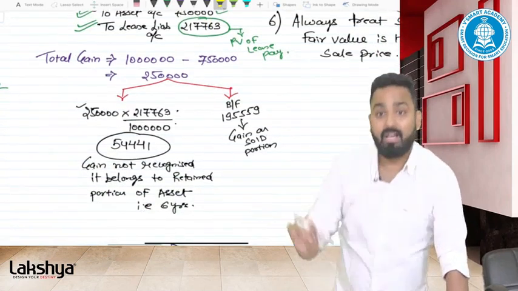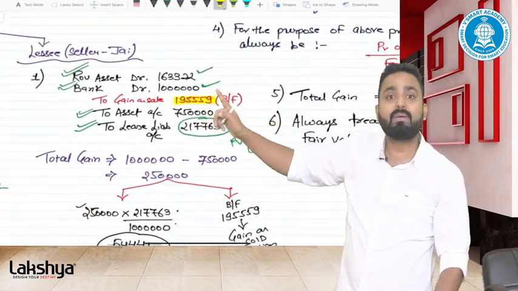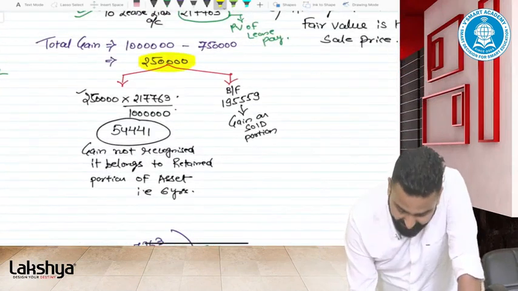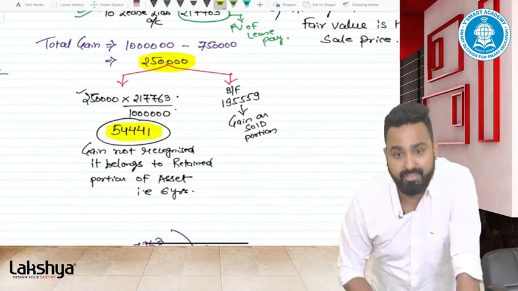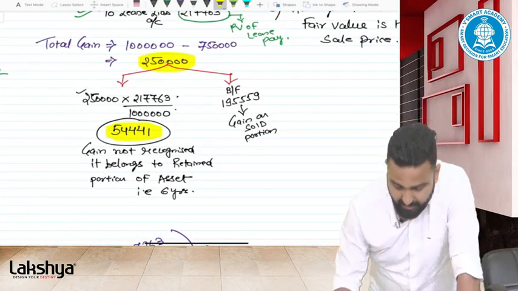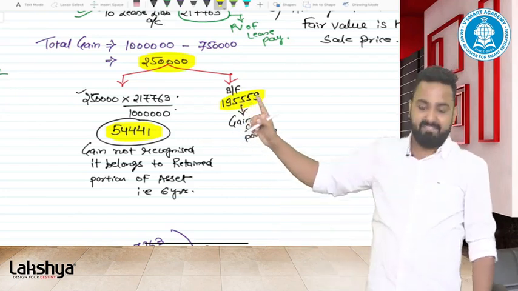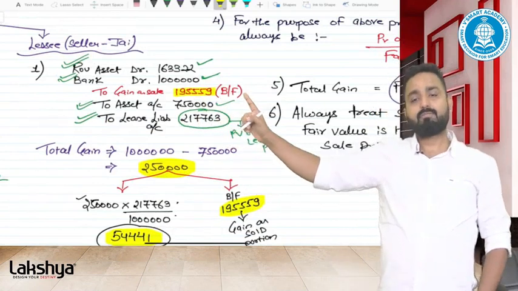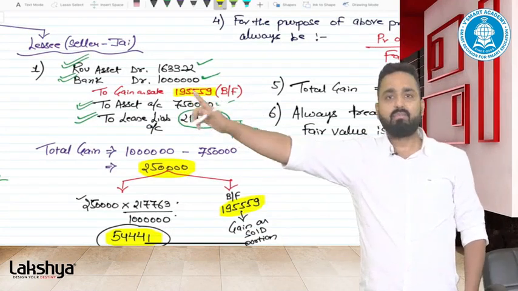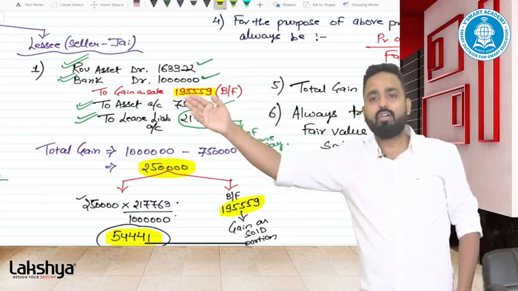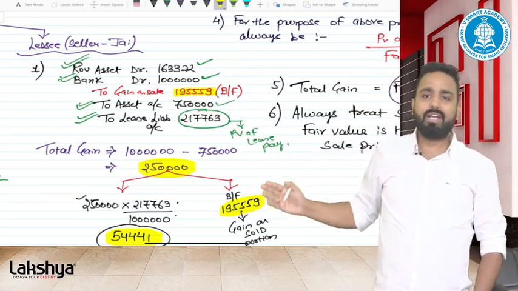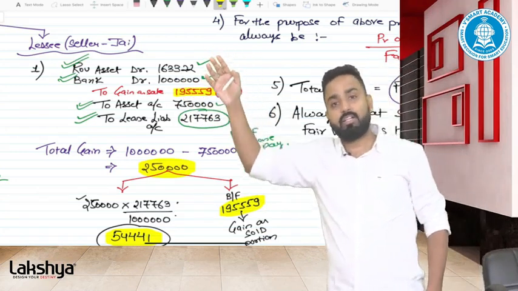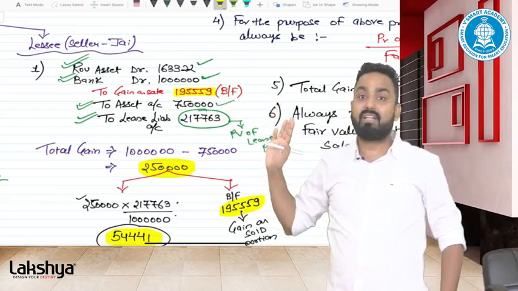195,559. How has this gain been calculated? See, out of the total gain of 250, if I deduct 54,441, which is gain on retained portion, I will get the balancing figure 195,559, the gain on the sold portion. Or you can directly calculate the same. It's your choice. If you want, you can write the balancing figure, or calculate first and then write here. For a balancing figure, the other items should have the correct values.